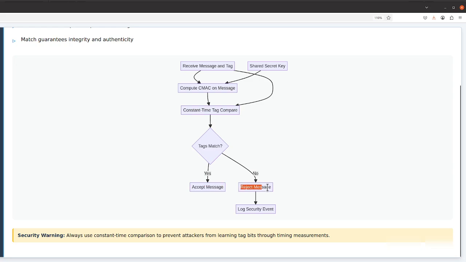We do not try to guess what might be wrong or accept it anyway. Failed authentication means either the message was tampered with, corrupted in transmission, or is a forgery attempt. In any case, it should be discarded and potentially logged as a security event.